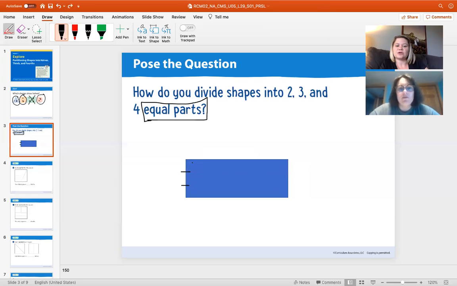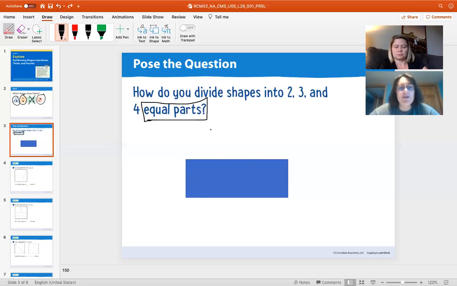Another thing is that you would notice that you create 3 shapes inside the one shape, right? 1, 2, 3. So that's how you know that you're cutting them into thirds, because when you count them, there are 3. Okay, you want to talk about fourths?